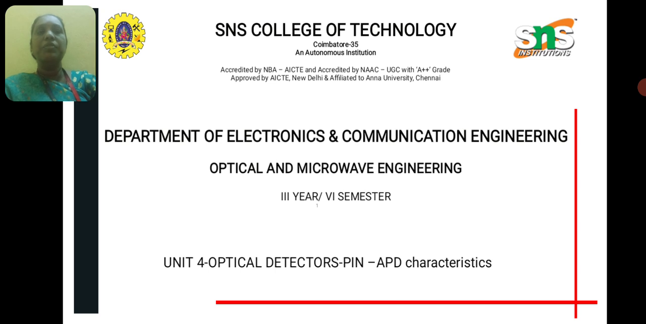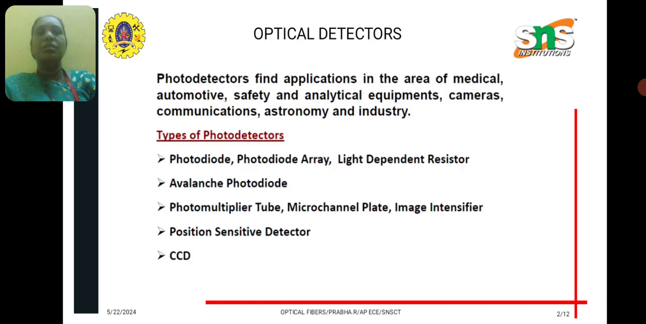In this video, we are going to see the optical detectors, pin and avalanche photodiodes and their characteristics. So now, the optical detectors or photodetectors find applications in many areas like medical, automotive, safety and analytical equipment, cameras, communications, astronomy and industry.